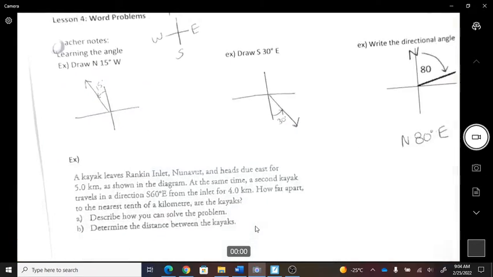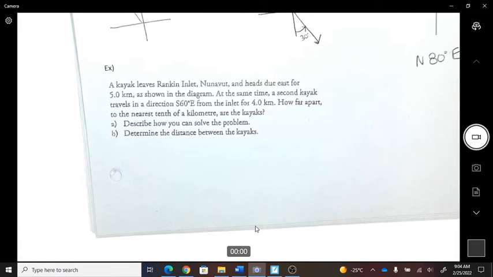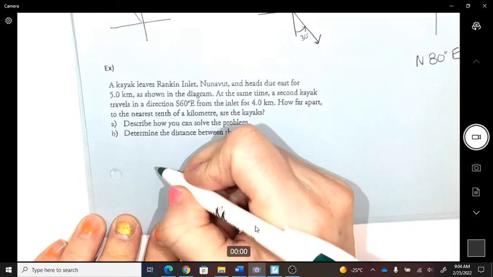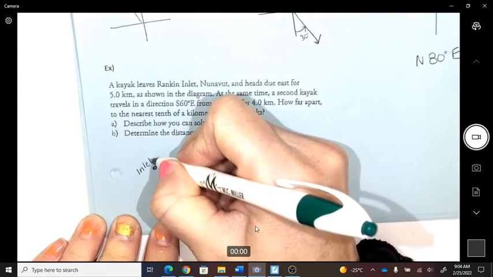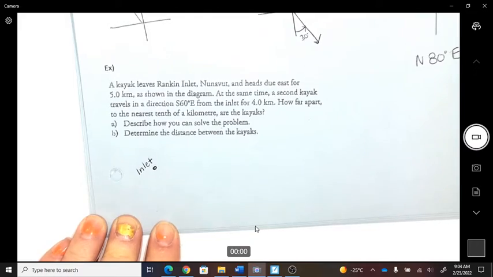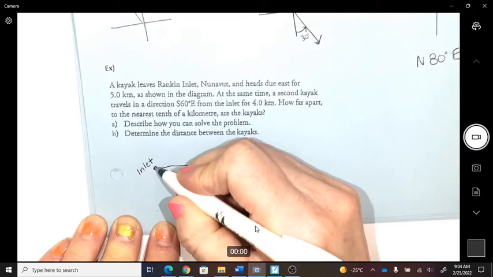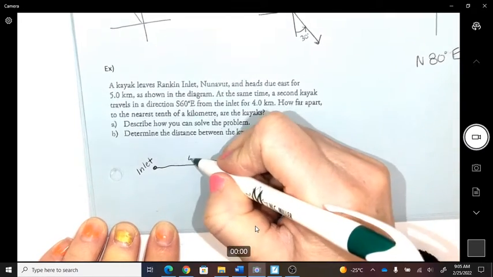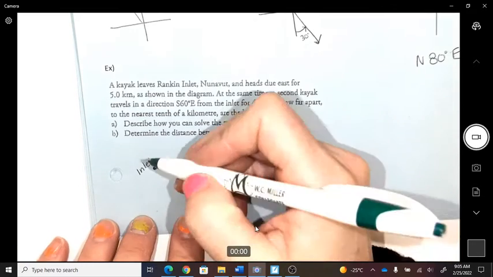Okay, here's a problem. A kayak leaves an inlet and heads due east. Okay, so it's going to head due east, so that's straight across, for 5 kilometers. At the same time, a second kayak travels south 60 degrees east.